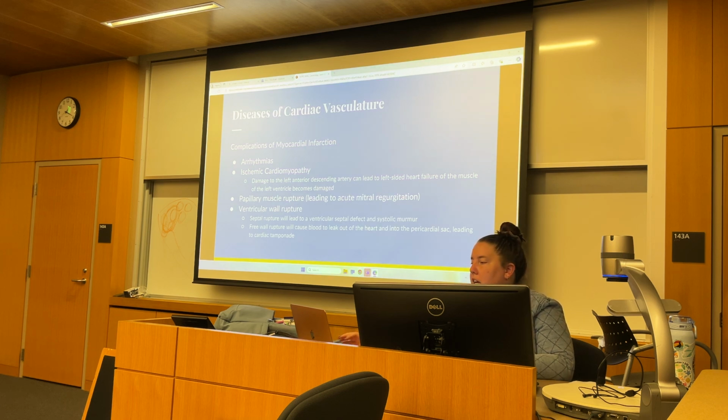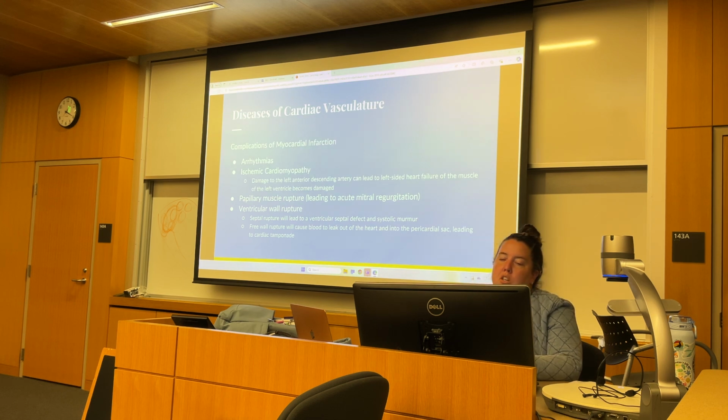All right, complications of myocardial infarction include arrhythmias and ischemic cardiomyopathy. So damage to the left anterior descending artery, which perfuses the left ventricle, can lead to left-sided heart failure if the muscle of the left ventricle becomes damaged. We can have papillary muscle rupture, which we talked about last week. It's the number one cause of acute mitral regurgitation. And you can also have ventricular wall rupture.